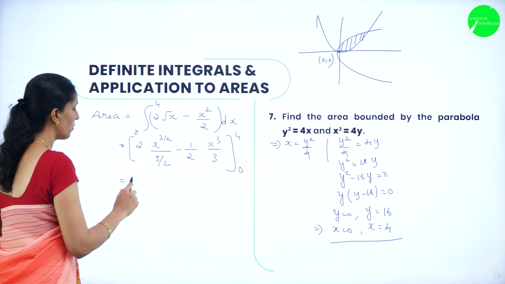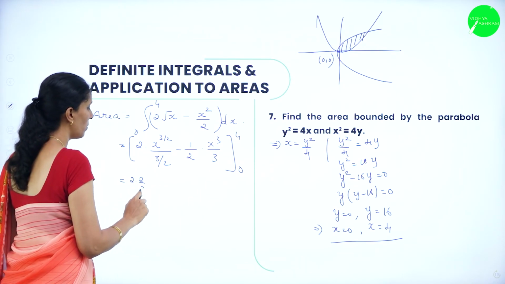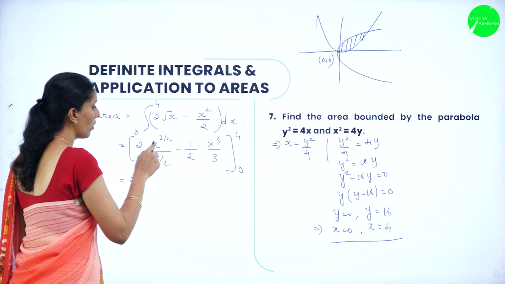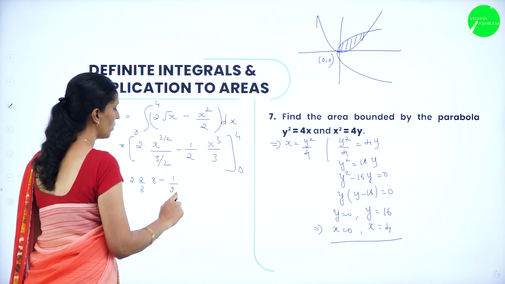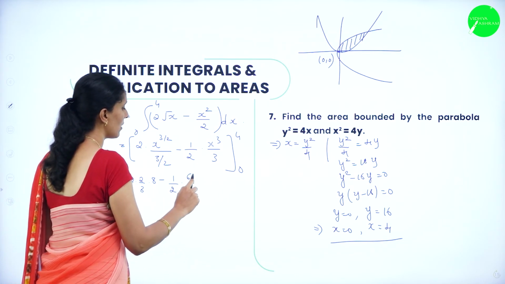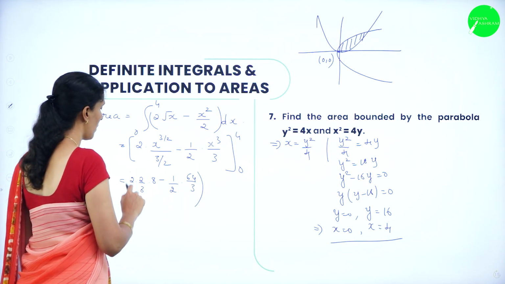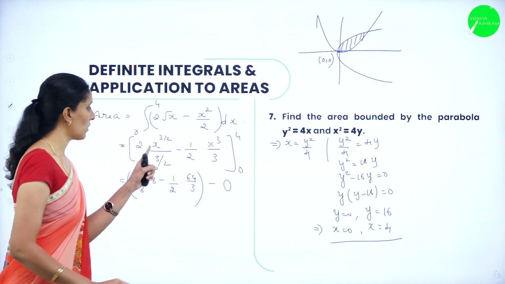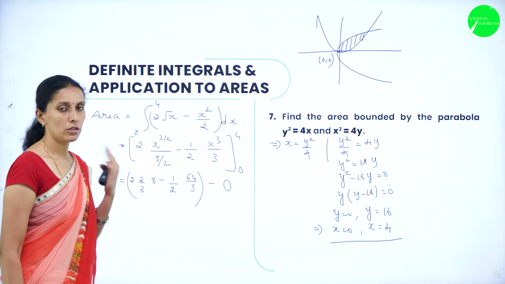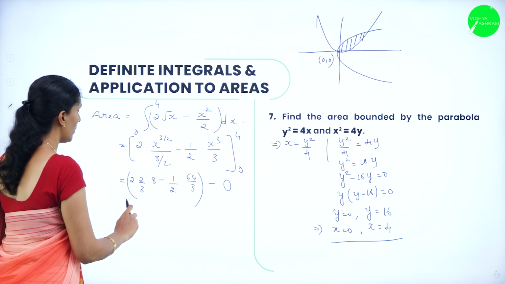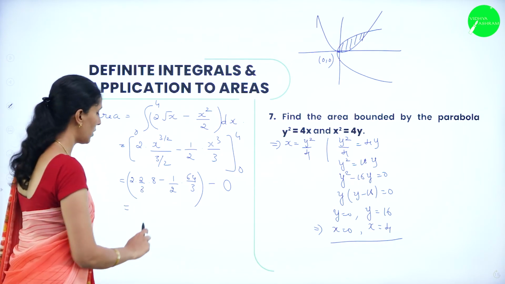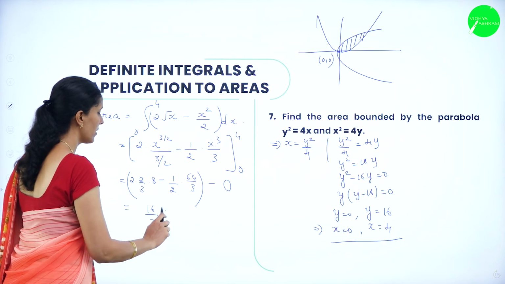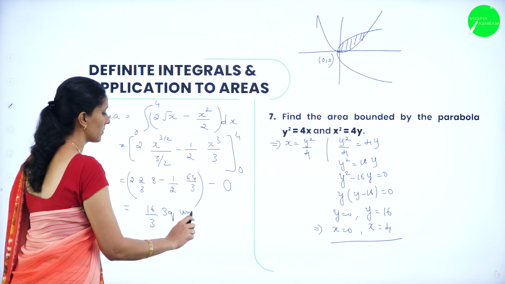So if you substitute here, 2 into 2 by 3, here if you put 4 to the power 3 by 2 is 8, minus half into 4 cube is 64 divided by 3, minus 0 completely, because if you put x is equal to 0, both terms are 0. So again when you solve this, the value will be equal to 16 by 3 square units.